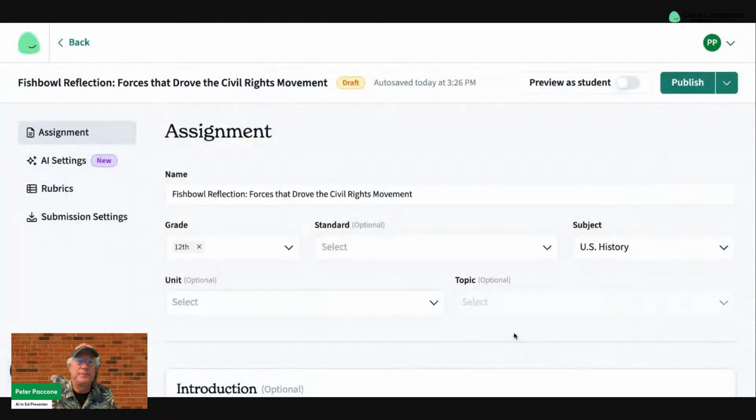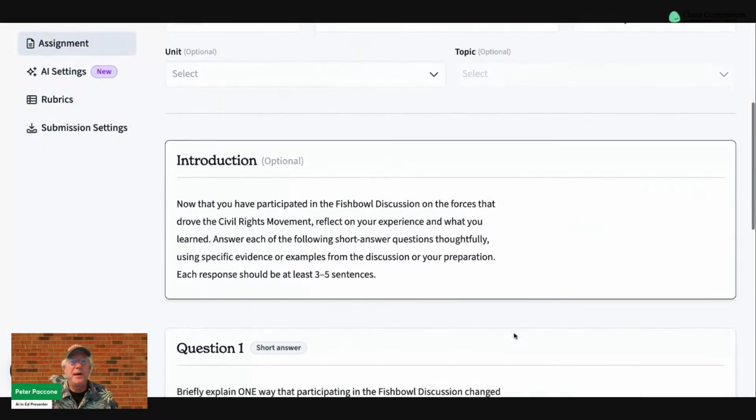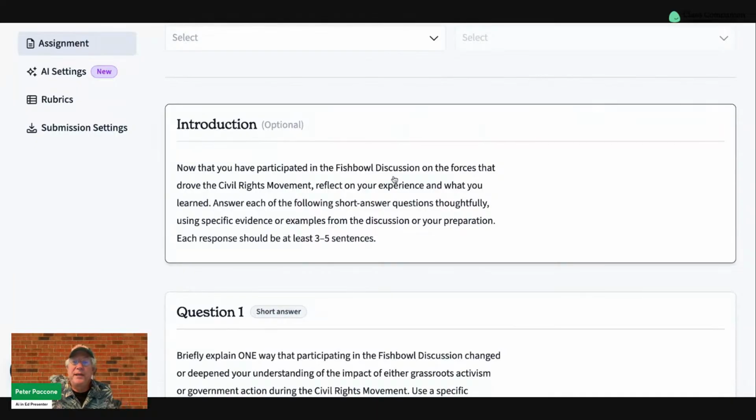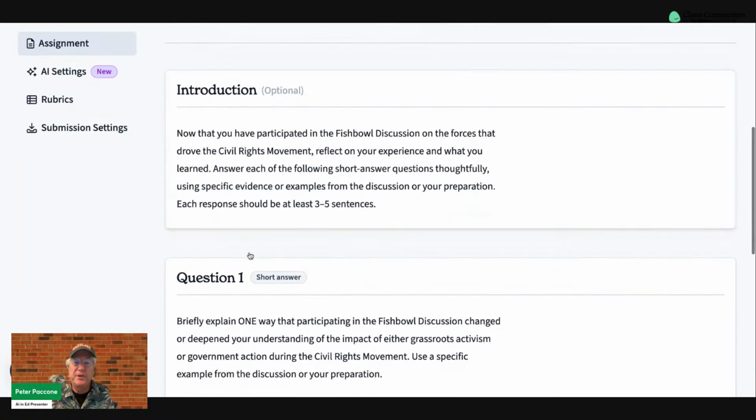There we are. Okay, let's see how they came out. "Now that you've participated in the fishbowl discussion, reflect on your experience and what you learned." Well, I really didn't want what you learned. I wanted reflect on the experience. So this will be interesting.